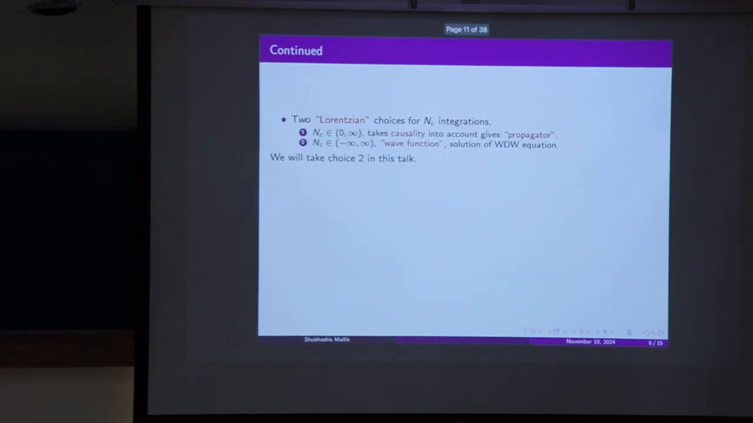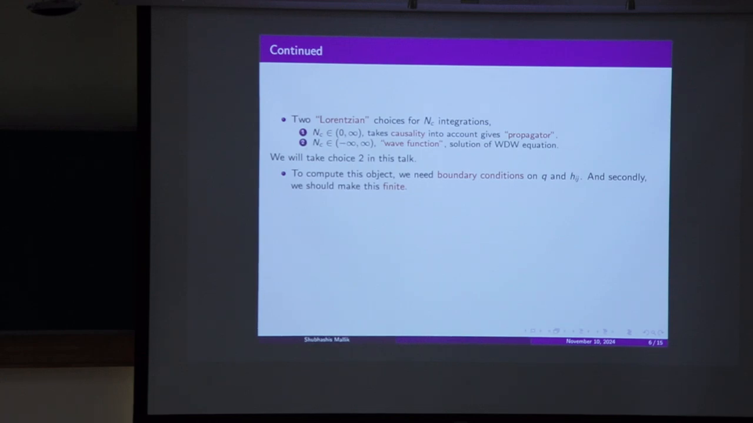Now there are two Lorentzian choices for these N integrations. One is if N is from 0 to infinity. Since N counts a proper time to get from one hypersurface to another, positive, by taking positive it means taking the causality into account, and it will give the notion of propagator. And if we take this whole real line, it will give the wave function, and it is a solution of Wheeler-DeWitt equation. We will stick to choice 2, however one can also work in choice 1.